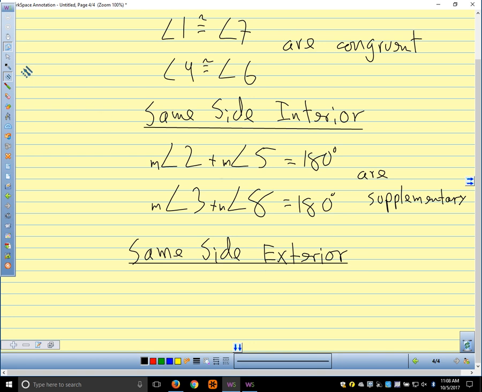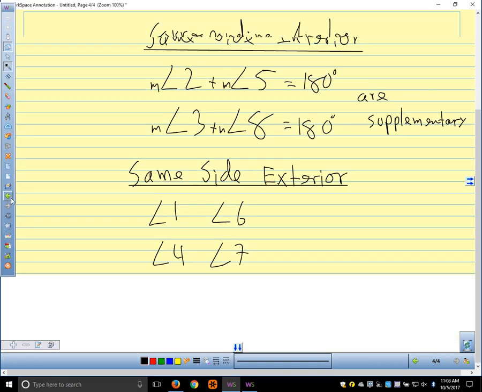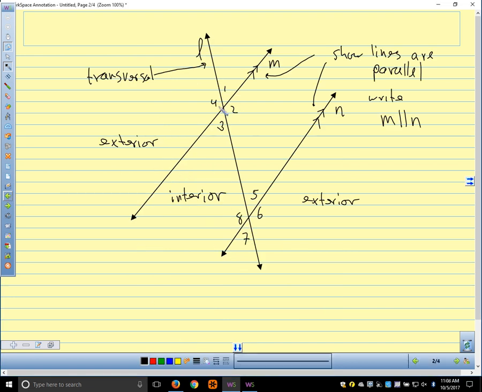So same side of the transversal, exterior, outside the parallel lines. Those two pairs are going to be angle 1 and angle 6, and angle 4 and angle 7. So let's look at those. 4 and 7, 1 and 6. Well, 1 looks acute, and 6 looks obtuse. 7 looks acute, 4 looks obtuse.